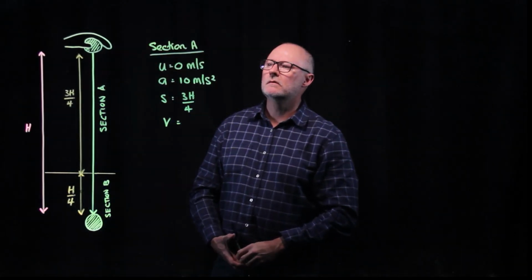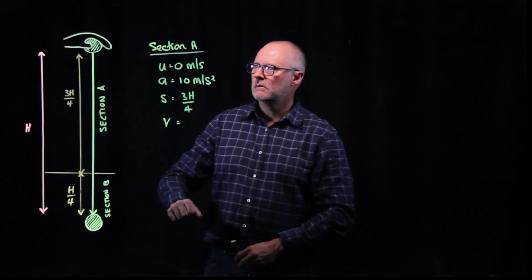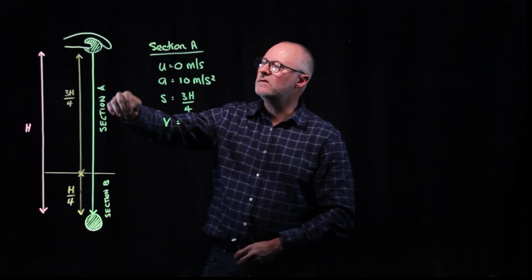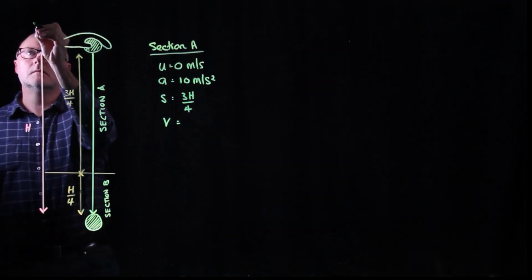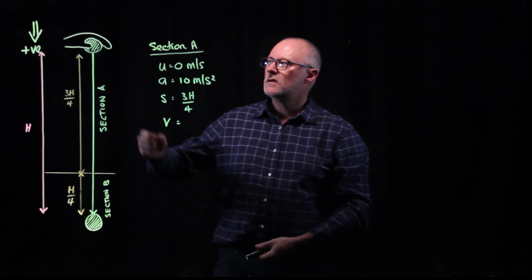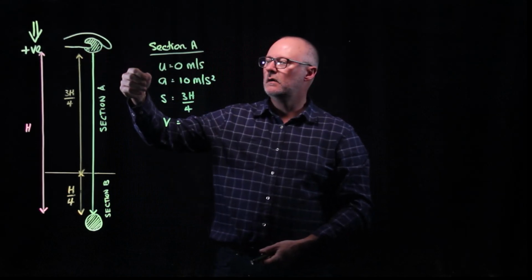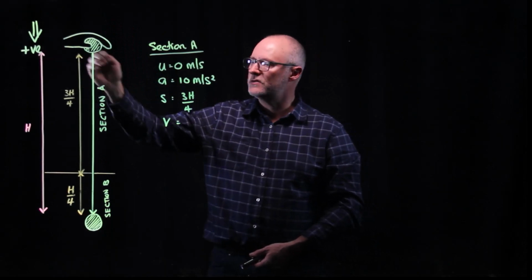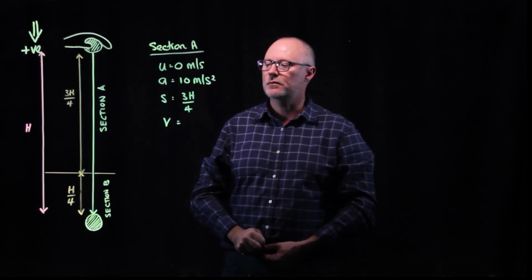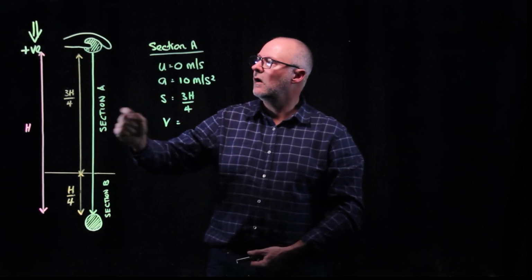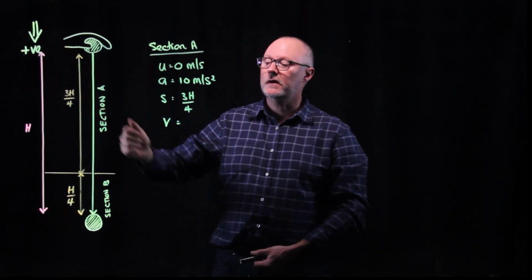So here we have it. Section A, and I must state that because the ball is moving downwards, we're going to take everything moving downwards as a positive value. So we have initial velocity of 0, acceleration due to gravity in the same direction as the falling ball will be positive, so it's positive 10 meters per second squared. The displacement it travels will be 3/4 of the total height that we're trying to calculate.